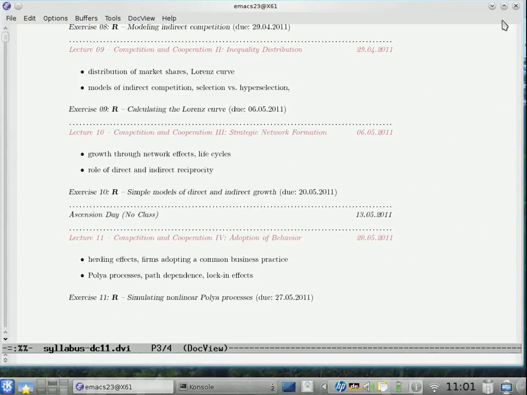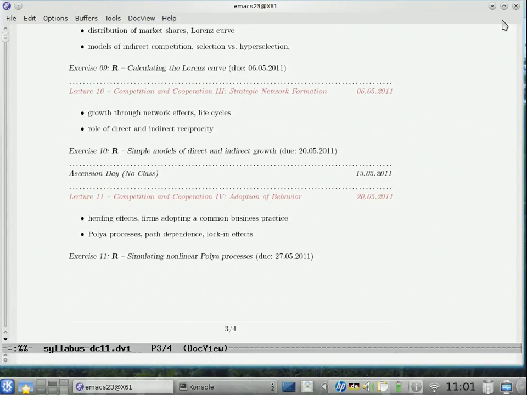So, okay. So then adoption of behavior. This was then about these polar processes. There we discussed the simple polar process, and there was a more advanced model by Brian Arthur, where you had these R and S agents, and each of them had a preference to either iPhone A or iPhone B or something, right?